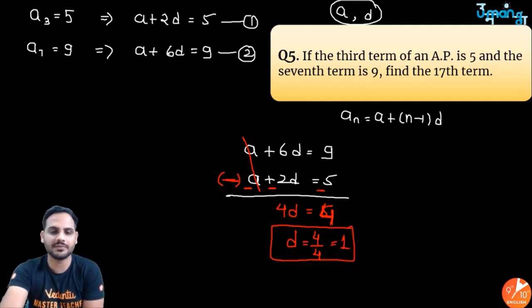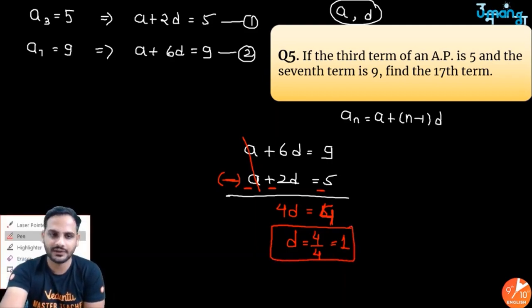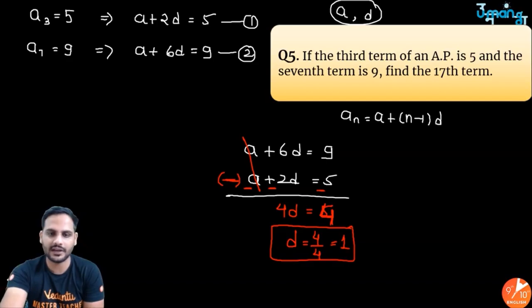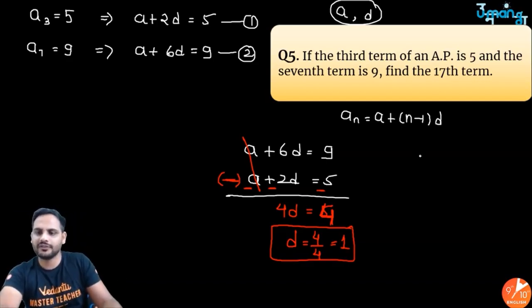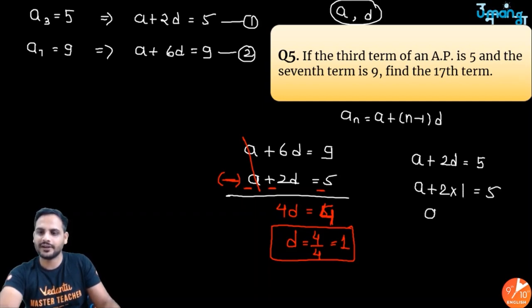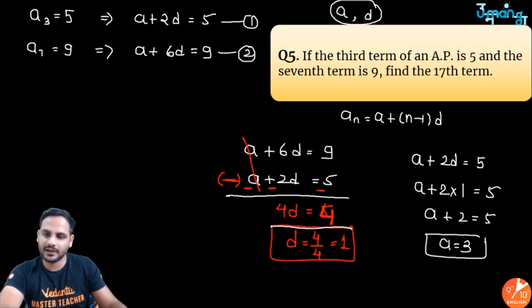So one of the variables we have got the value as 1. Now let's put this value of D in any of the equations. You can put it in the first equation or the second equation. Suppose I choose the first equation, so A plus 2D is equal to 5. So A plus 2 into D, which is 1, is equal to 5. So A plus 2 is equal to 5. I can say A is equal to 3. Right? So I have got both my A as well as D. A is 3, D is 1.